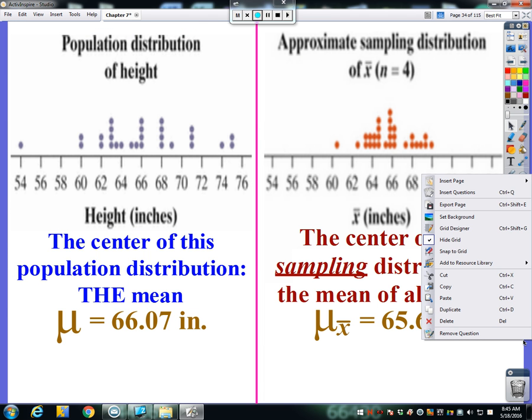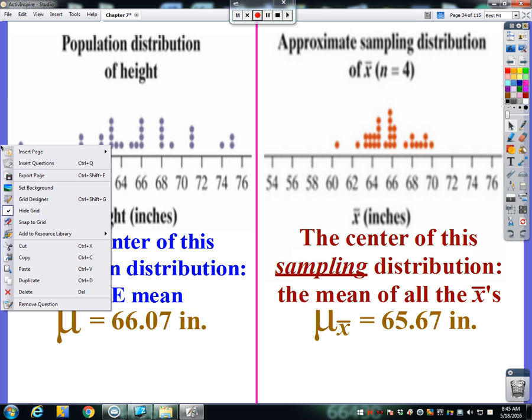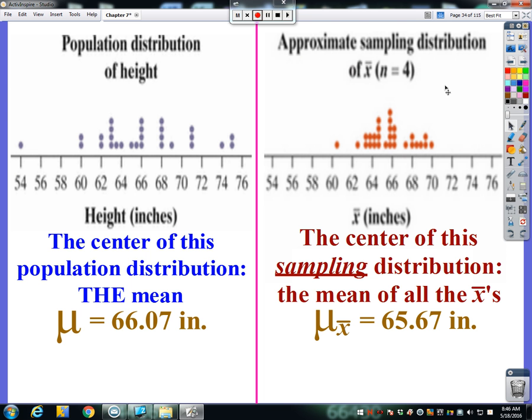But if I started taking samples of size 4 from this population, and I figured out what the average height is, what we again notice is that the spread, the standard deviation, starts to shrink in. The center should be about the same, and our shape starts to get more and more approximately normal. This stuff starts moving in, and we start seeing that bell-shaped curve.